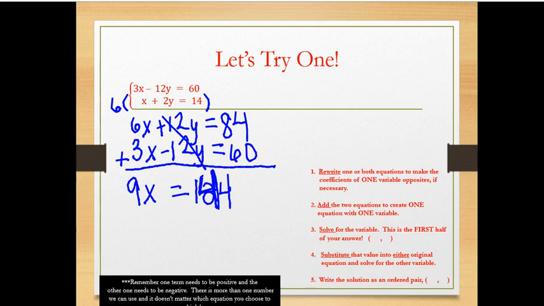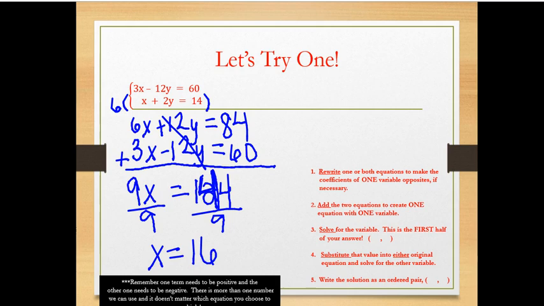Okay, so from there, we just need to solve for x. So we need to divide by 9 on both sides. And 144 divided by 9 is 16.